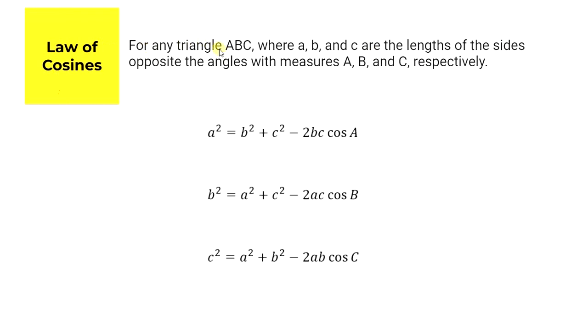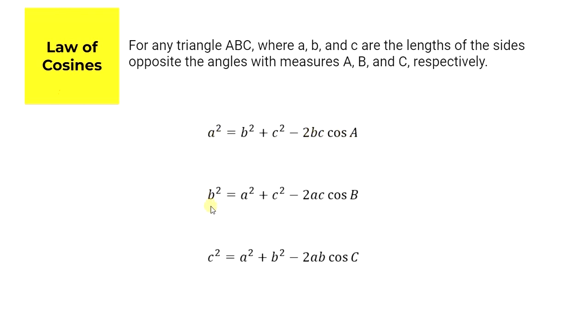For any triangle ABC, where small letters A, B, and C are lengths of the sides opposite the angles with the measures capital letters A, B, and C, respectively, we have here three formulas. If you're looking for the values of the sides, pwede mong gamitin tong tatlong ito. If you're looking for the side A, you can use the formula A squared equals B squared plus C squared minus 2BC times the cosine of angle A.